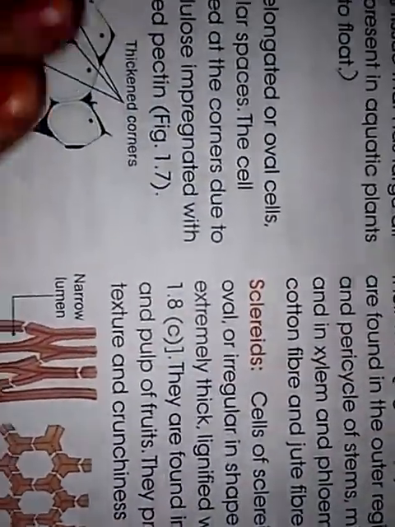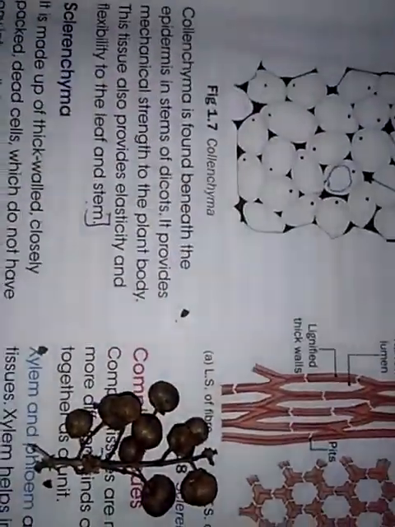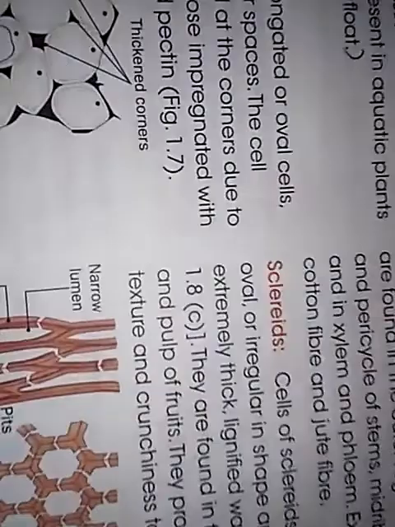What is the meaning of bulb of fruits? The juicy part of a fruit is called the bulb of fruit. See, this is the juicy part, no? Where are sclerids present? Sclerids are present in seed coat and then bulb of fruits. Okay. What are the uses of sclerids?